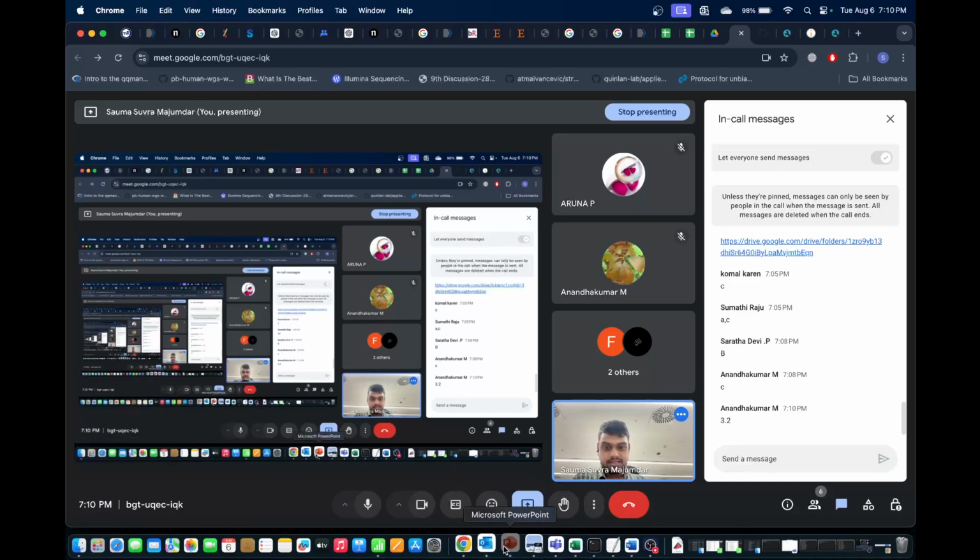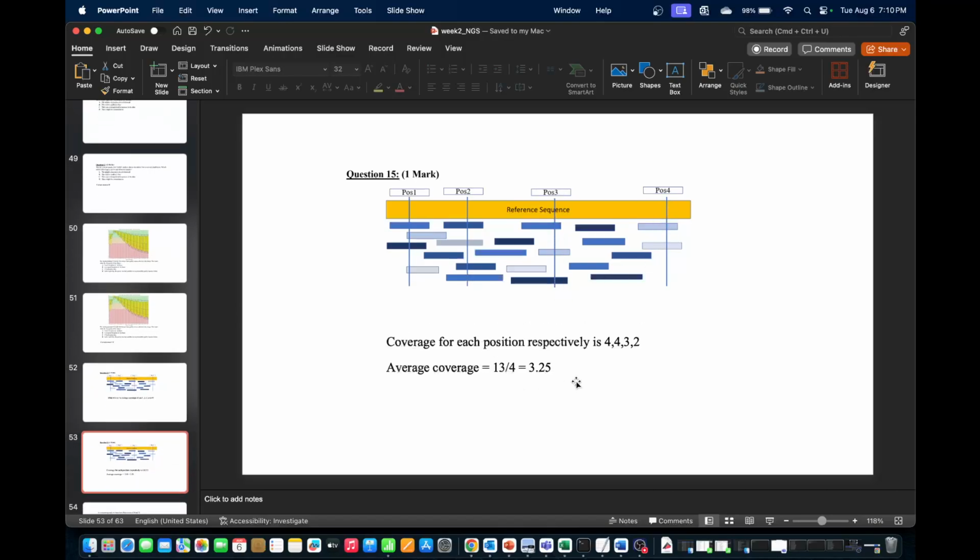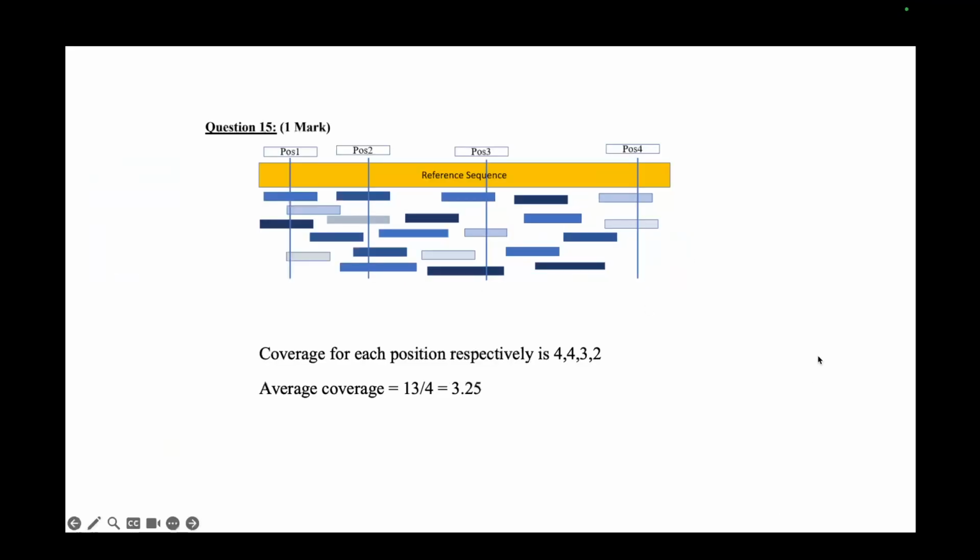It's quite simple. You have to check, at each position, how many reads are covering that position. So for position 1, it's 1, 2, 3, 4. Position 2, it's 1, 2, 3, 4. For 3, it's 1, 2, 3. And for 4, it's 2. So basically, you take the total and divide it by 4. It gives you 3.25.